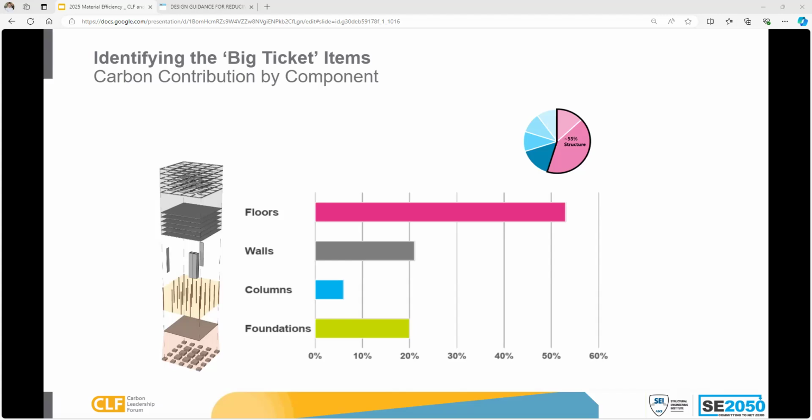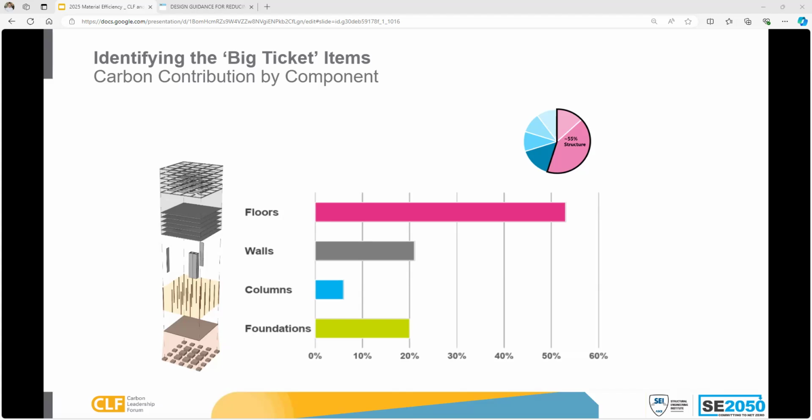Next is identifying the big ticket items or where the big wins are, where you can have the most impact. In order to do that, you need to understand where the embodied carbon is coming from. So this will vary from project to project, but for the most part, roughly half of the embodied carbon in structural systems is in the floor systems. So start there.